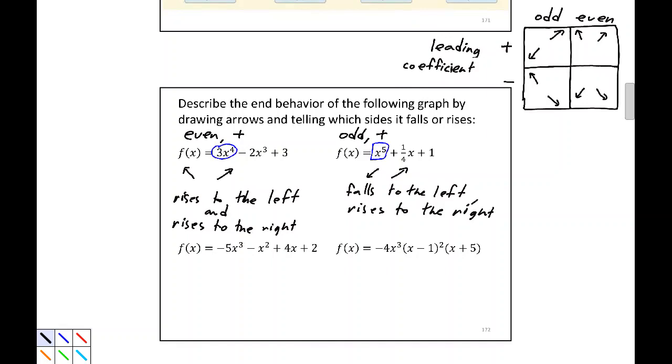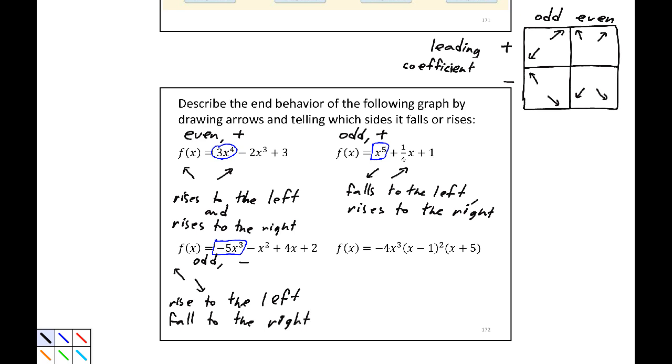Next function we have, f of x equals negative 5x cubed minus x squared plus 4x plus 2. Our leading term is this negative 5x cubed. That is odd, but with a negative leading coefficient. That tells us that it is going to rise to the left and fall to the right. Rise to the left, fall to the right.